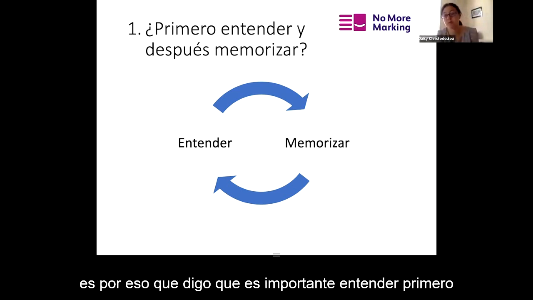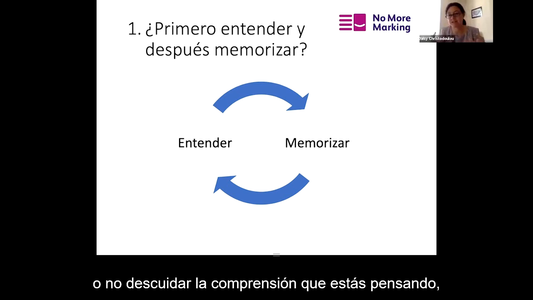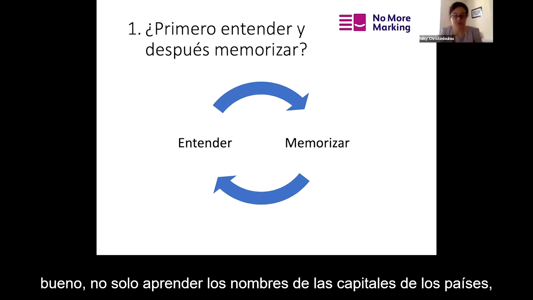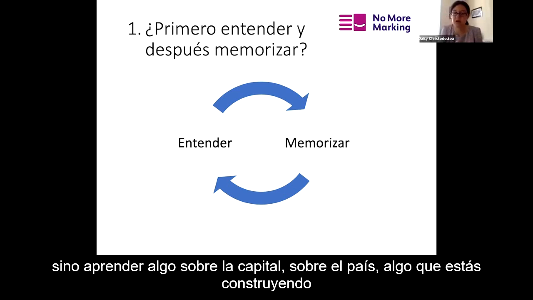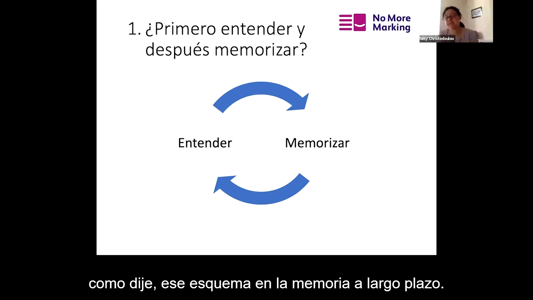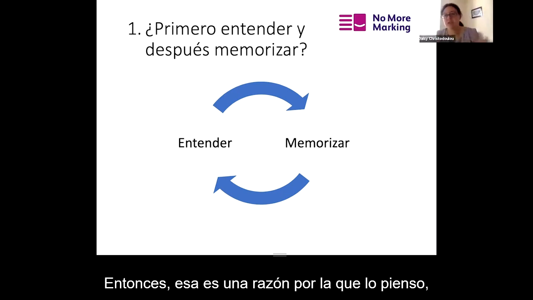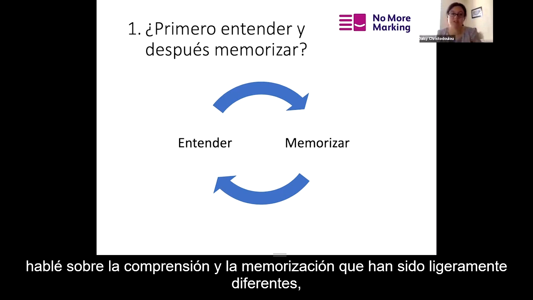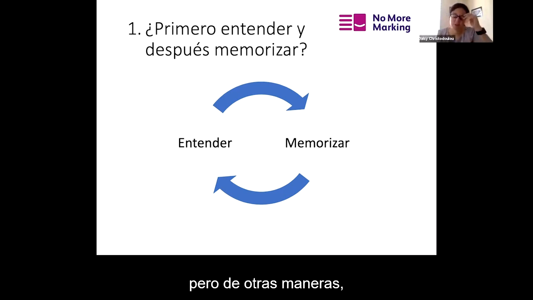That's why I say it's important that you've got some understanding first, and that you're not neglecting that understanding. You're thinking about not just learning the names of these capitals and the countries, but learning something about the capital, about the country, something that you're building up, as I say, that schema in long-term memory. So that's one reason why I did talk about understanding and memorization as being slightly different. But in other ways, I think it is a bit of a false dichotomy.